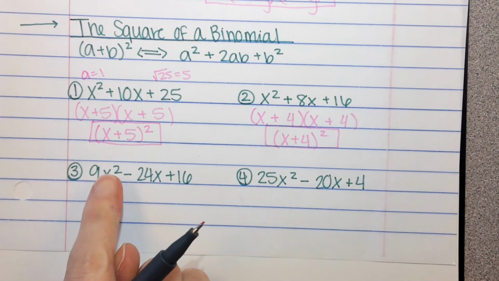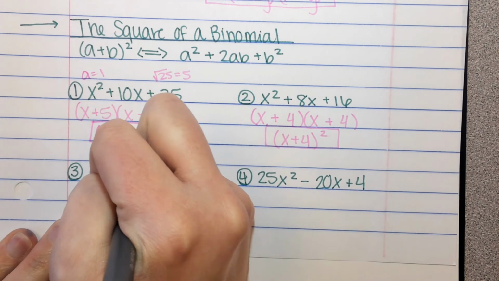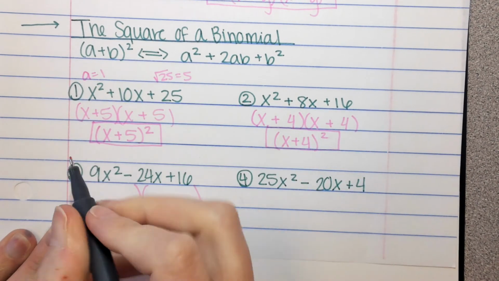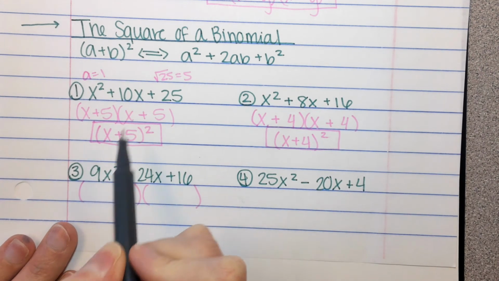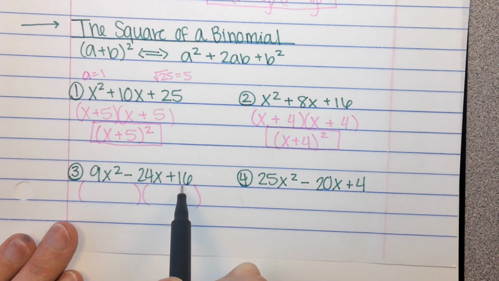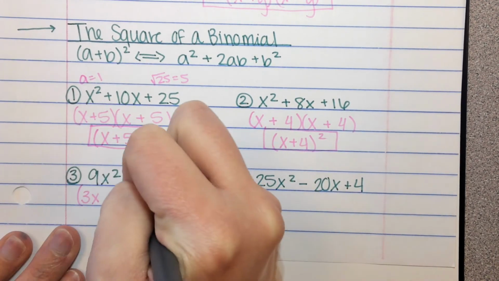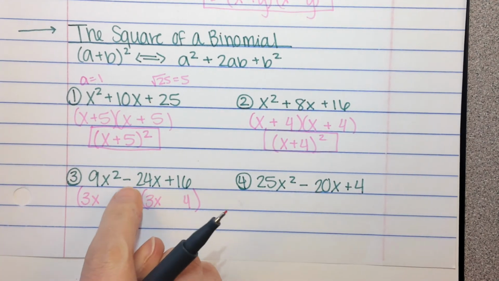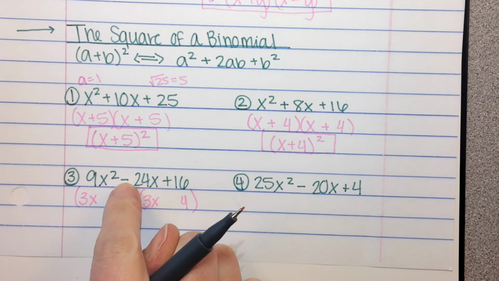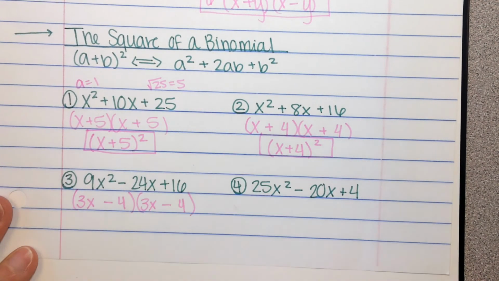Okay, number 3, 9 is a perfect square, 16 is a perfect square. All right, and so 2 times 3 times 4 is 24, so that's going to work. So we have 3x times 3x, 4 times 4. Now this time we have a negative up here. So instead of plus plus, we're going to have minus minus.